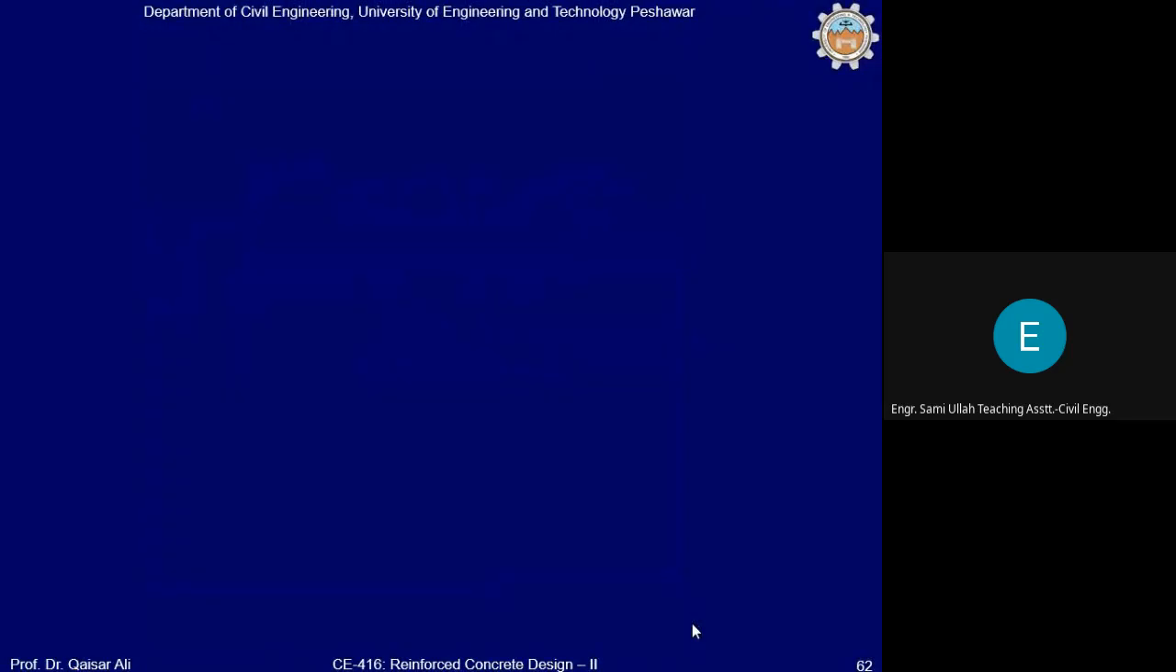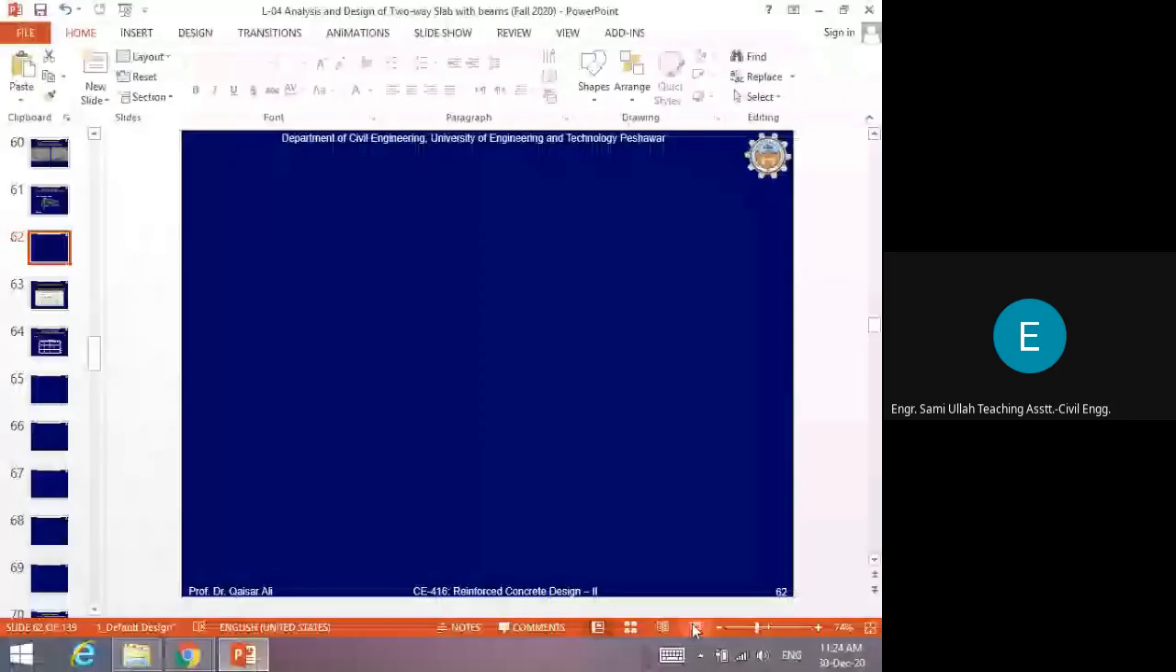Okay, in the previous class, we calculated the moments for a two-way slab system from the moment coefficients given in the tables. And now we will transfer the load of the slab to the surrounding beams of a two-way slab system. Okay.